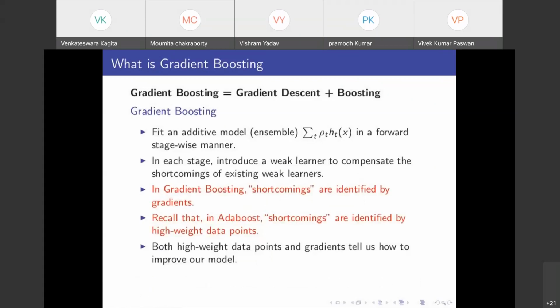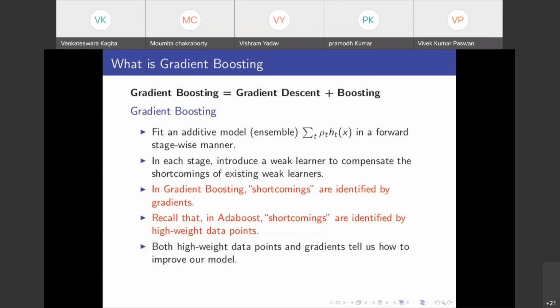So let's see now the gradient boosting technique. In this also, we fit an additive model in a forward stage-wise manner. The same thing we are doing in the case of the gradient boosting technique also. In each stage, we introduce a weak learner to compensate for the shortcomings of existing weak learners. So the same thing we do in the case of AdaBoost. In gradient boosting, shortcomings are identified by gradients, not by the high weighted data points. So remember, in the case of AdaBoost, shortcomings are identified by high weighted data points, whereas in the case of gradient boosting, shortcomings are identified by gradients.